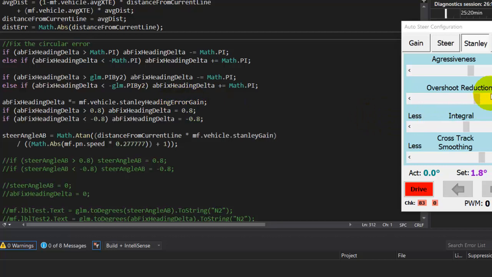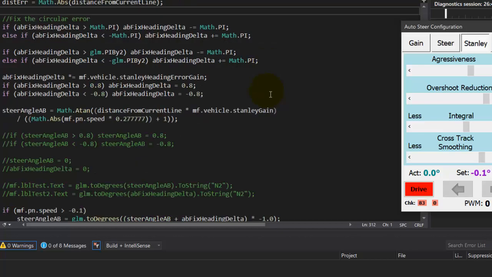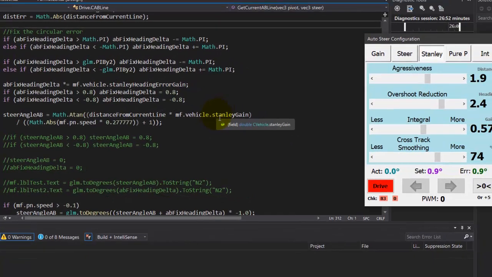So then we take our fixed heading delta and we multiply it by that Stanley heading error gain. And that's when we turn up this overshoot reduction, is where when we're adjusting this guy, we increase the gain of that heading delta. If this is set to 1 and we're 1 degree off, well, then that fixed heading delta just becomes 1. So as we turn this up, then the heading delta, or that error, has more and more influence. So it tries to think that the error is greater than it is, so then don't turn to the line quite so quickly.